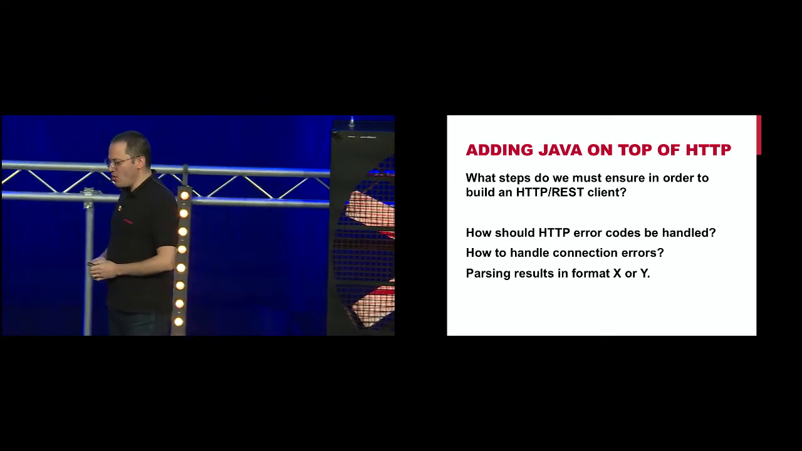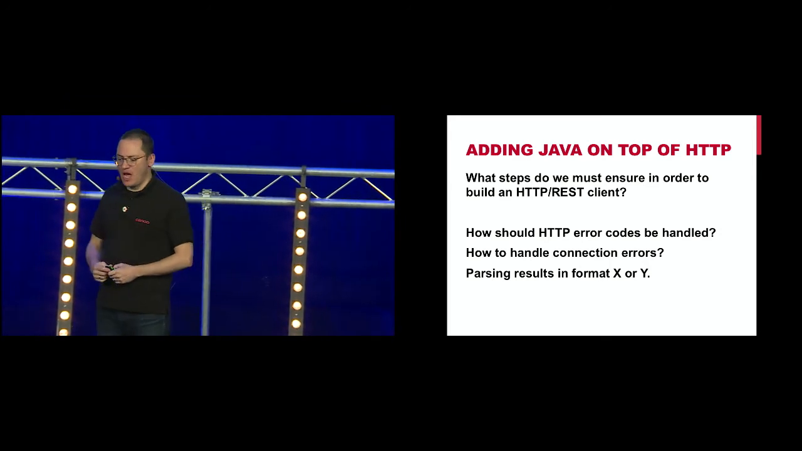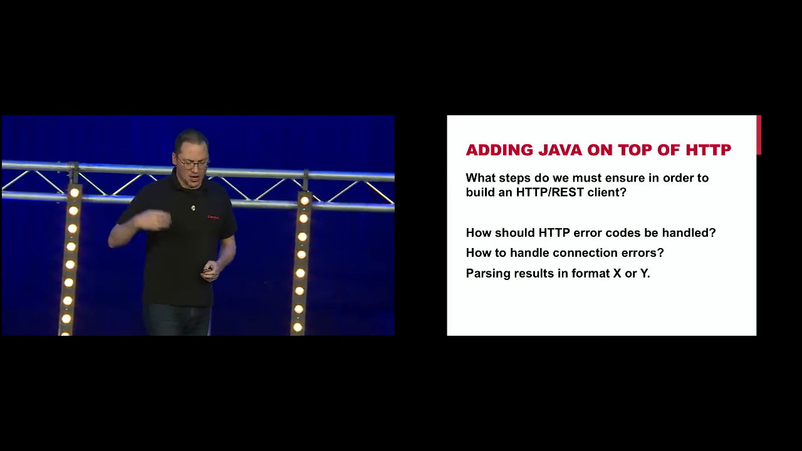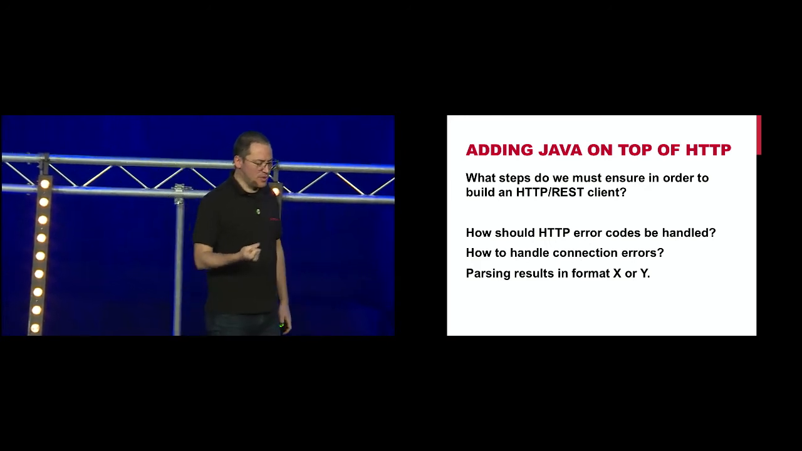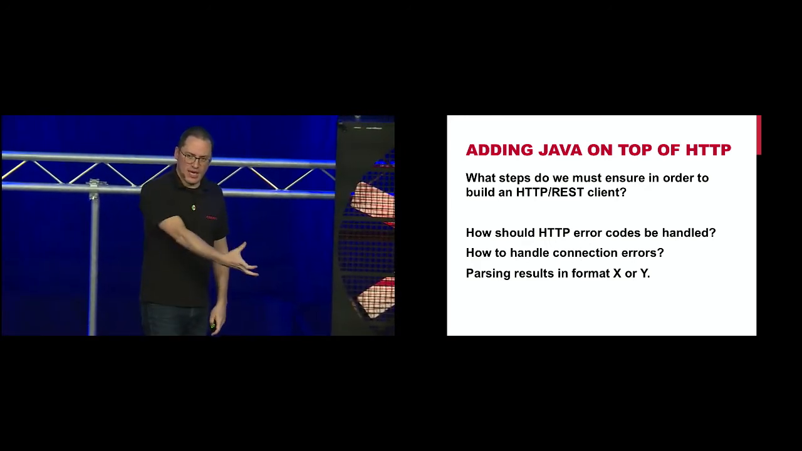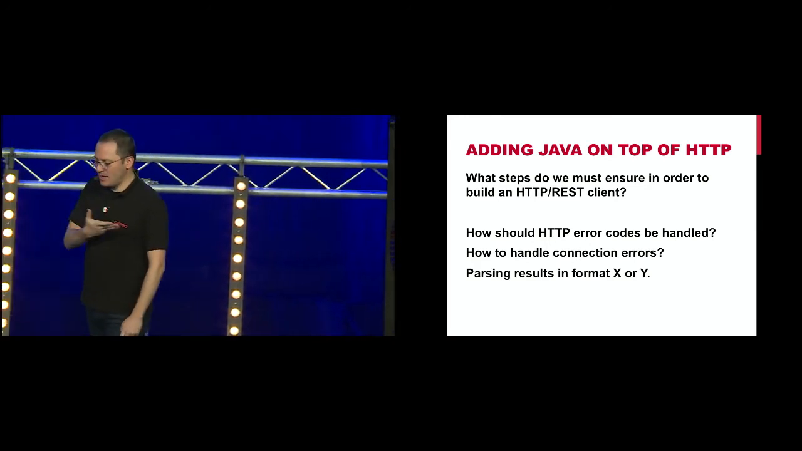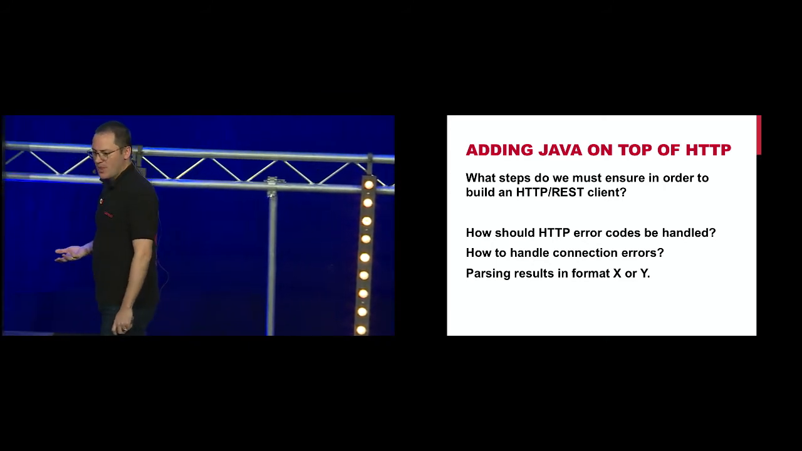OK, so how do we add Java on top of this HTTP? Now we can call an HTTP URL. We can call a REST URL. Perfect. But we get JSON. How do we map that JSON object into a Java object?